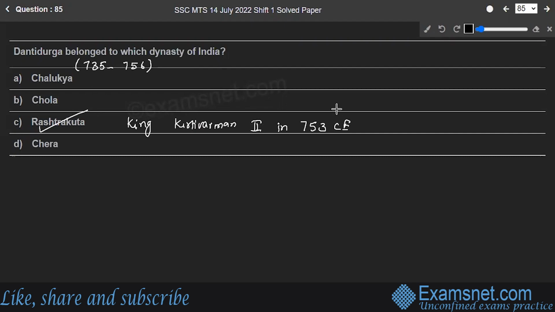The Rashtrakuta dynasty ruled parts of South India from the 8th to the 10th century CE. His capital was located in the Gulbarga region of Karnataka. So, option C is the correct answer to the question.